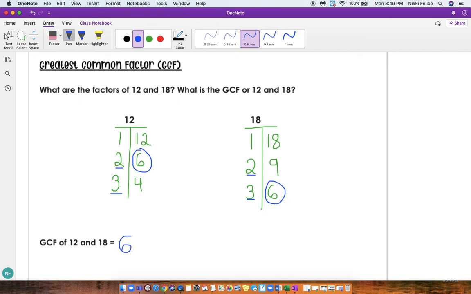Remember, factors are few. There's going to be a limited number of factors. You can't have infinite factors. There's only going to be a short list.